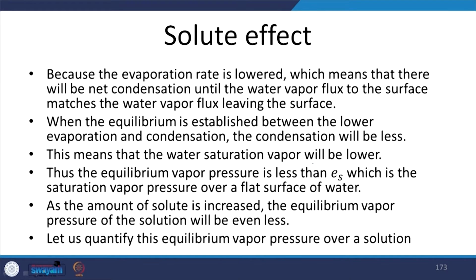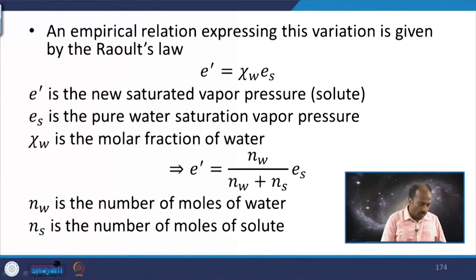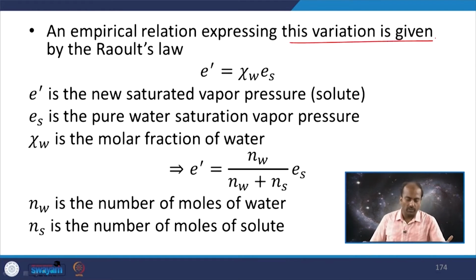So, let us quantify this equilibrium vapor pressure over a solution. Let us see how we can put these effects into a mathematical treatment, and how we can write an expression for the saturation vapor pressure with impurity in terms of the saturation vapor pressure without impurity. An empirical relation expressing this variation is given by Raoult's law. We already have this relation, we have seen what it is.